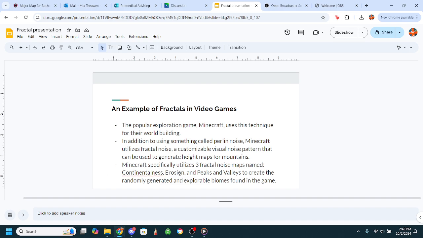The erosion one is essentially how flat the biome will be. If you look at a plains biome in Minecraft, typically it is a more grassy area. It's flat. There are not very many mountainous areas. In comparison, the clay biome has a lot more peaks, so it has a very different erosion factor. And then the peaks and valleys fractal noise map is used to create those different amounts of peaks and valleys in each of the biomes, to fully build that world in the game.